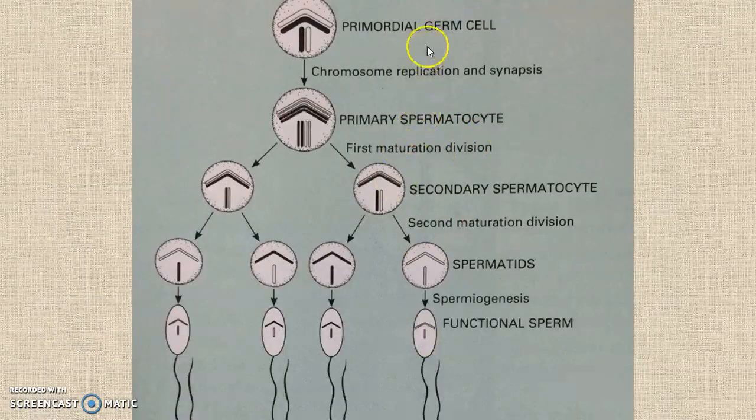So again, if we look at the picture from your book, we start with one primordial germ cell. It divides again, and you end up with four spermatids. This is the final step, and then you have functional sperm.